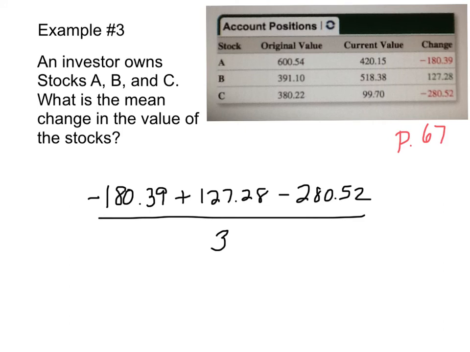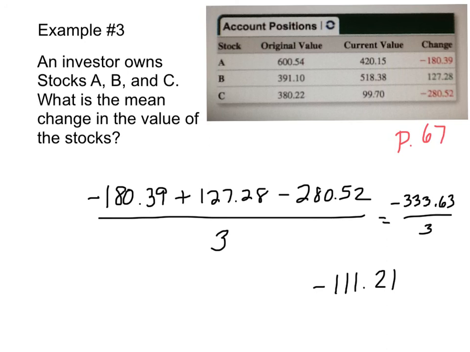Now if you did add your negatives and then add the 127.28, you would actually get a total on top of negative 333.63 divided by 3. Now, if you divided that, you would get a change of negative 111.21. Now, how I'm reading that obviously does not make any sense to you because you're like, well, that has no meaning to it. Negative 111.21.